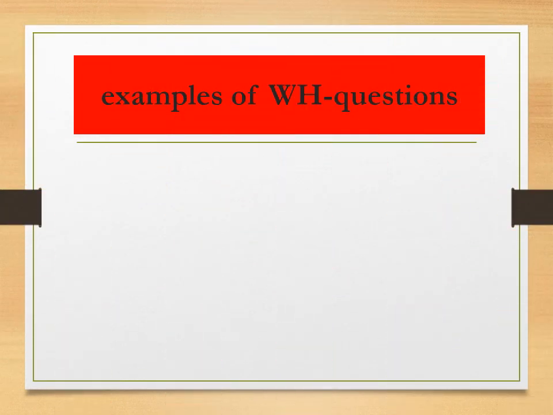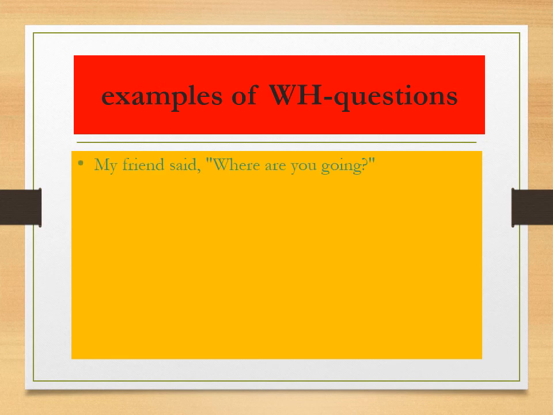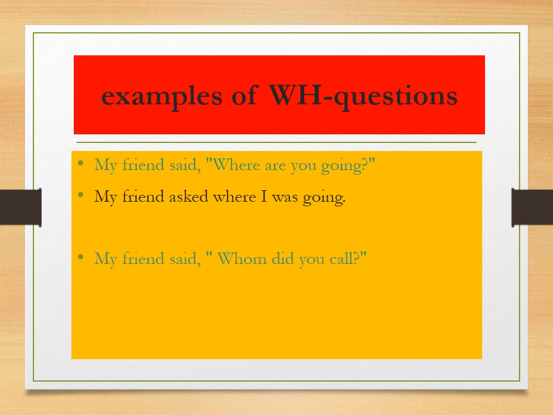Now, more WH questions. My friend said, "Where are you going?" Now see, children, I have not changed the reported verb here. It is said. But you know that according to the mood of the sentence, it is a question. So you have to change it to asked. My friend asked where I was going. Since it is a WH question, you have to repeat the WH word as the connector. My friend said, "Whom did you call?" Again, the answer is: my friend asked whom I had called.